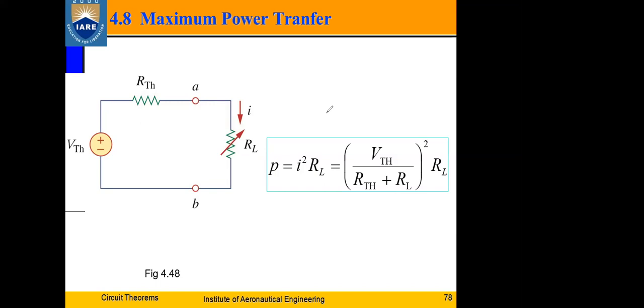So what's the equation that can be given? No doubt this is a Thevenin's equivalent circuit. For the maximum power transfer theorem we are employing the Thevenin's equivalent circuit, and based on it, what's the equation I can give for I, the current flowing through the load? I can be given as VTH by RTH plus RL, right?